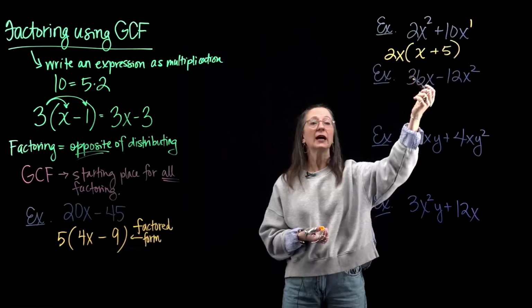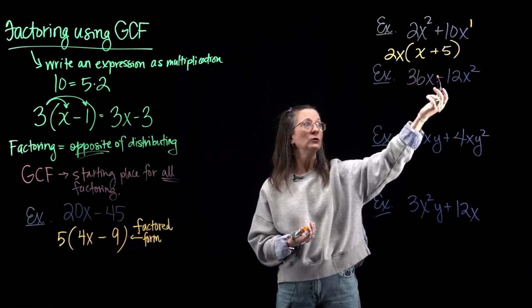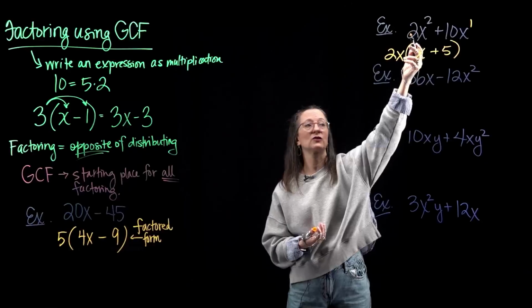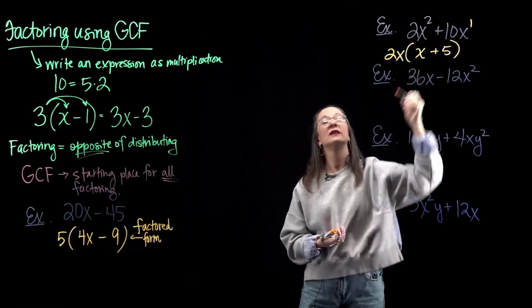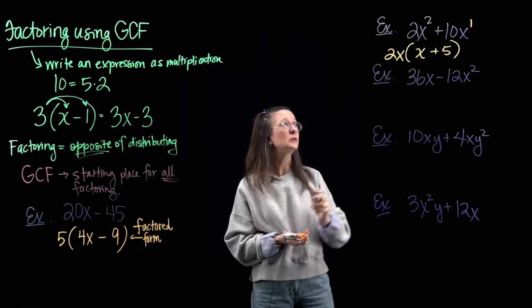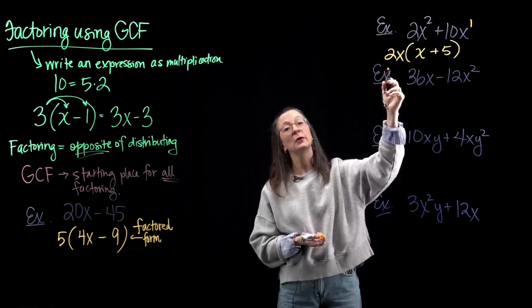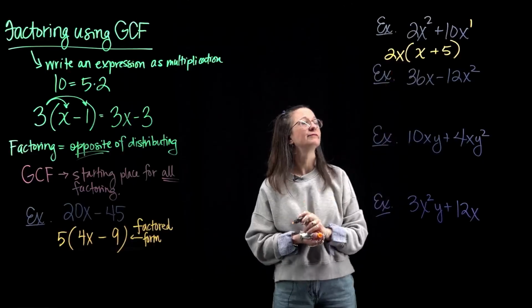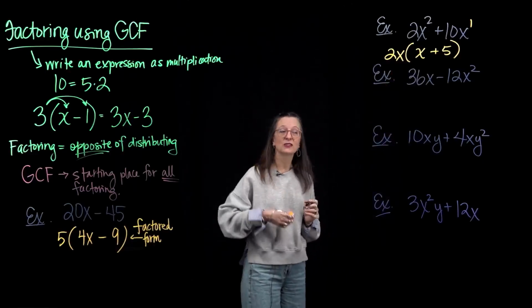And if I wanted to check, I could multiply this back out. 2x times x gives me 2x squared. 2x times 5 gives me 10x. But my answer would be 2x times parentheses x plus 5. All right, let's look at another one.